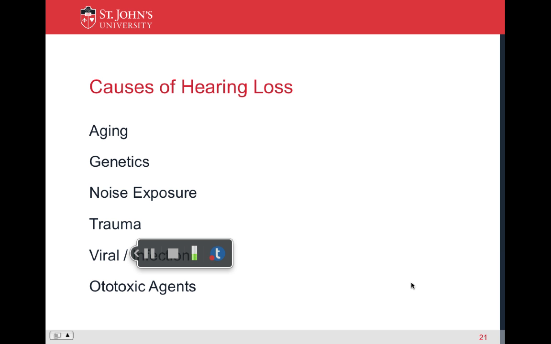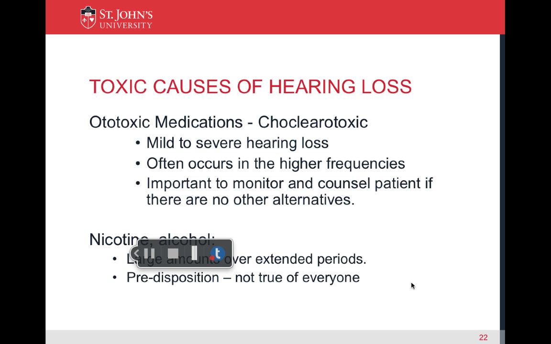Causes of hearing loss include aging, genetics, noise exposure, trauma, viral infections, and ototoxic agents. There are toxic causes of hearing loss. There are ototoxic medications that are cochlear toxic that might cause mild to severe hearing losses. These hearing losses tend to occur in the higher frequencies, and it's important to monitor patients that take this medicine and counsel them when there are no other alternatives.